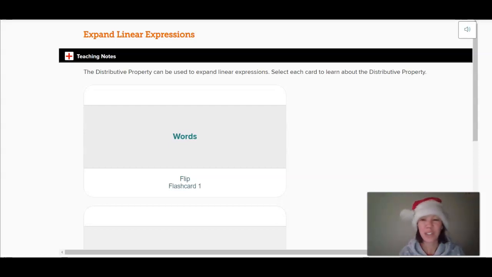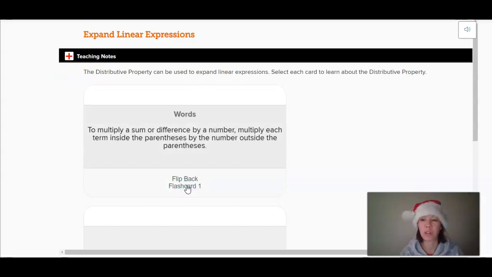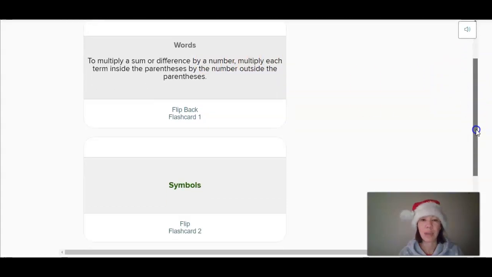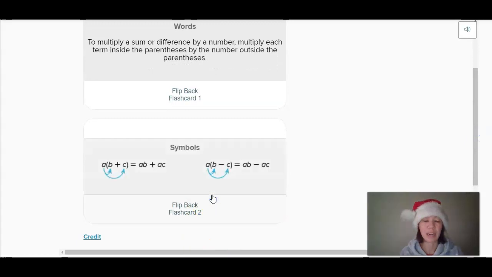We are going to finish up our very first section of Chapter 5 on simplifying algebraic expressions. And this time, instead of combining like terms, we're going to use the distributive property, which you should have learned, but we're going to review it. So to multiply a sum or a difference by a number, we're going to multiply each term inside the parentheses by the number outside the parentheses. And here's what that looks like.